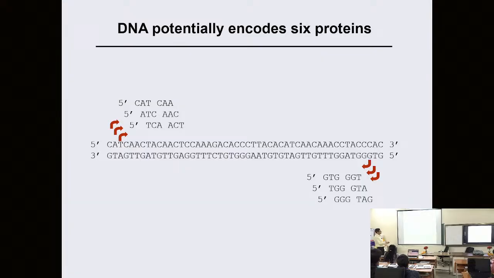Okay, and the last one. So G is situated in codon position 1. So then the codon would be GGG. So this is 1, this is 2, this is 3. So GGG, TAG, and so on. GGG, TAG. So 6 proteins.